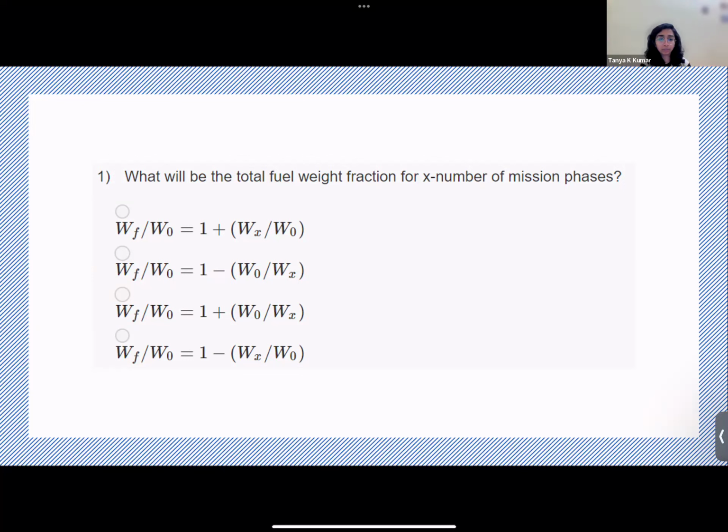Here, I think there is some ambiguity. So Wx, let's just say it's the weight after X missions. It's like W1 and W2. W0 is the initial weight, W2 was the final weight. So Wx here is the final weight after X missions. Try doing it.